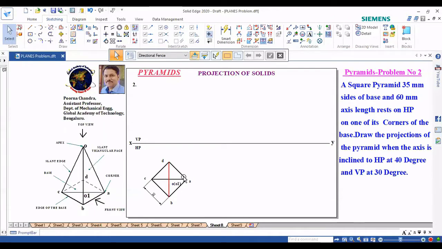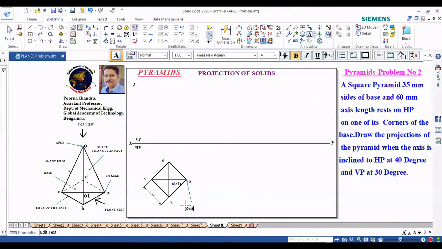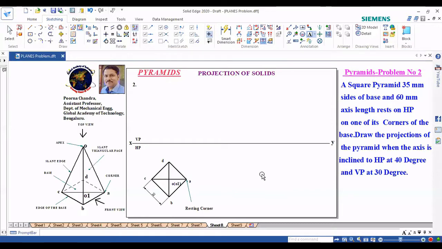So the square pyramid is resting on HP on one of its corners. This is the resting corner A. If you want, I will type that for your reference. This is nothing but the resting corner, the right side is the resting part. So it is resting on corner A.